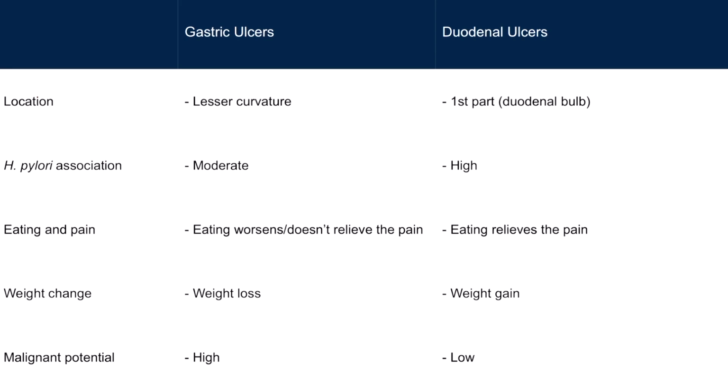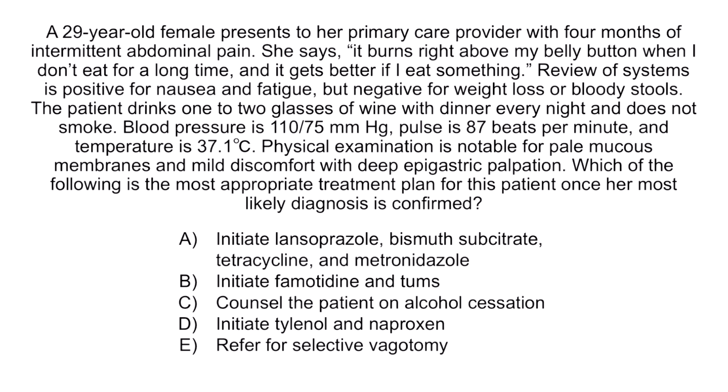Note that duodenal ulcers are more common in young patients and that eating relieves the pain of duodenal ulcers. This is in contrast to gastric ulcers, which are more common in patients over 40 years old and become more painful with eating. Lastly, note that between 70 and 90% of duodenal ulcers are caused by an H. pylori infection, which is why it is the most likely diagnosis in the multiple choice question. Since option A describes the quadruple therapy that can be prescribed to treat an H. pylori infection, it is the most appropriate treatment plan for this patient.